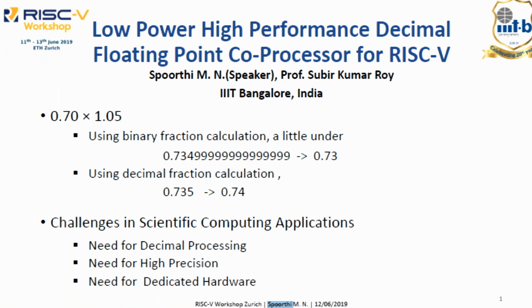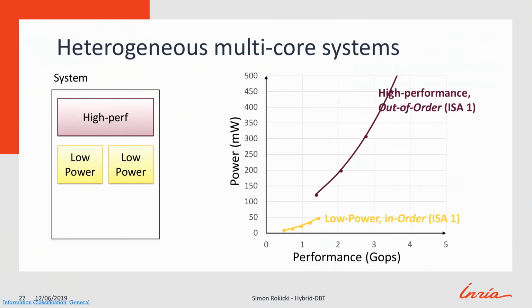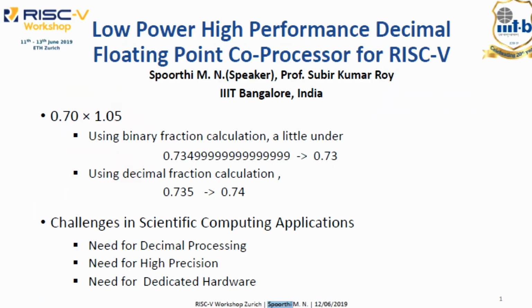So in most of the scientific computation applications, since the rounding error is there, you can't use binary fractional calculations. So there is a need for decimal processing, which has to be in high precision, and a dedicated hardware is needed. So in my poster, I'll be telling about how I'm doing decimal processing and how I'm interfacing with the RISC-V core. You can visit me at the poster session. Thank you.